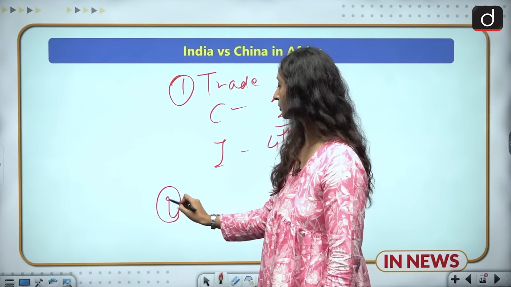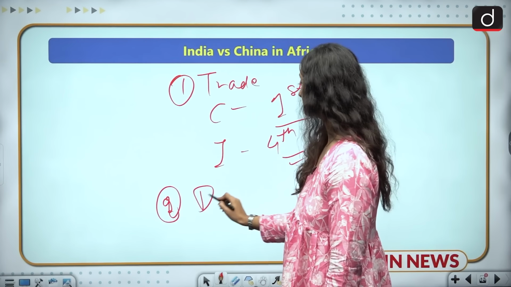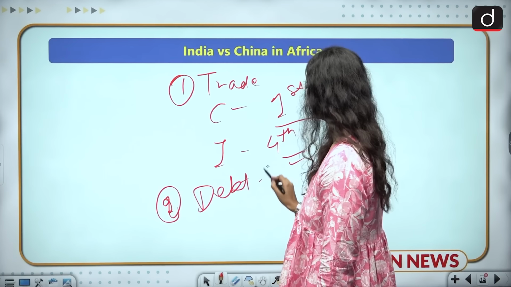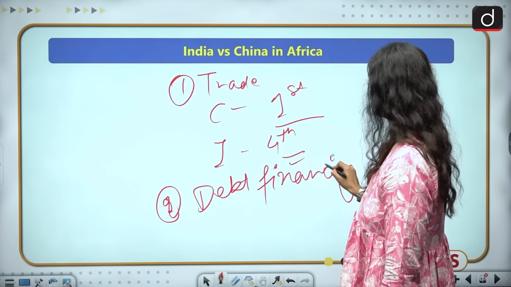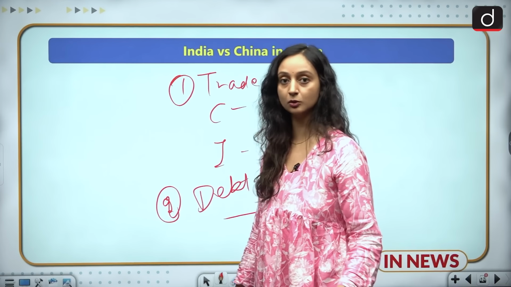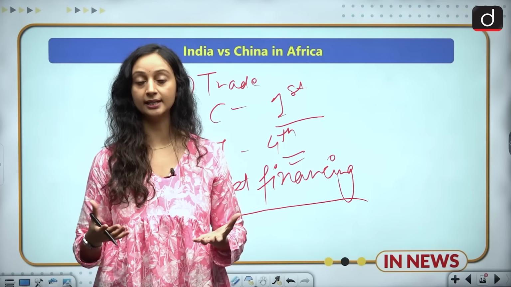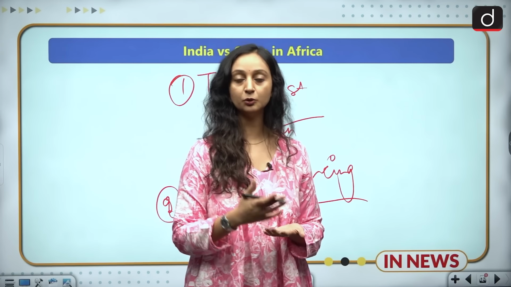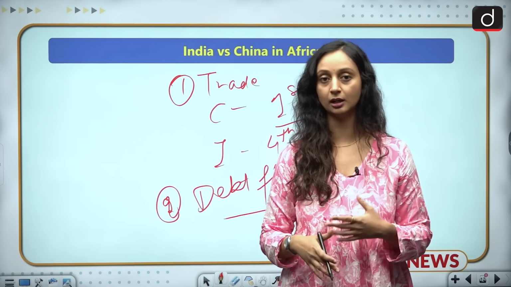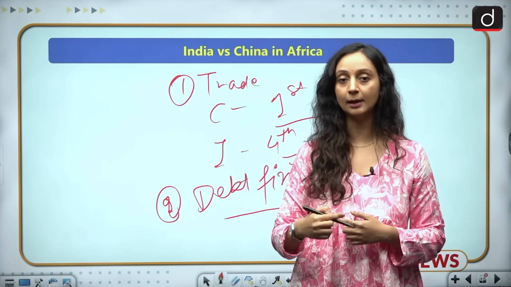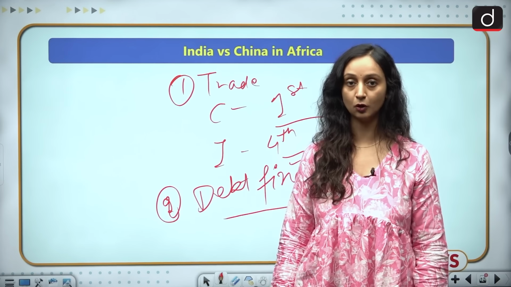But we will have to look at the strategy followed by both the countries. China relies on something which is known as debt financing. And what is debt financing? Under its Belt and Road Initiative, it provides loans to these least developed nations or developing countries at exorbitant rates. And when these countries fail to repay the loans, in order to repay them, they have to take more loans from China. So this is a debt financing trap that they find themselves placed in. And this is the strategy that China follows.